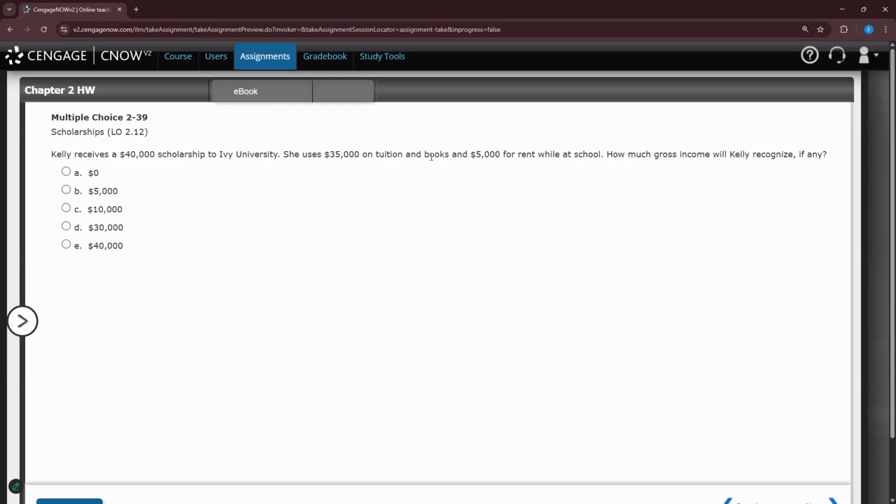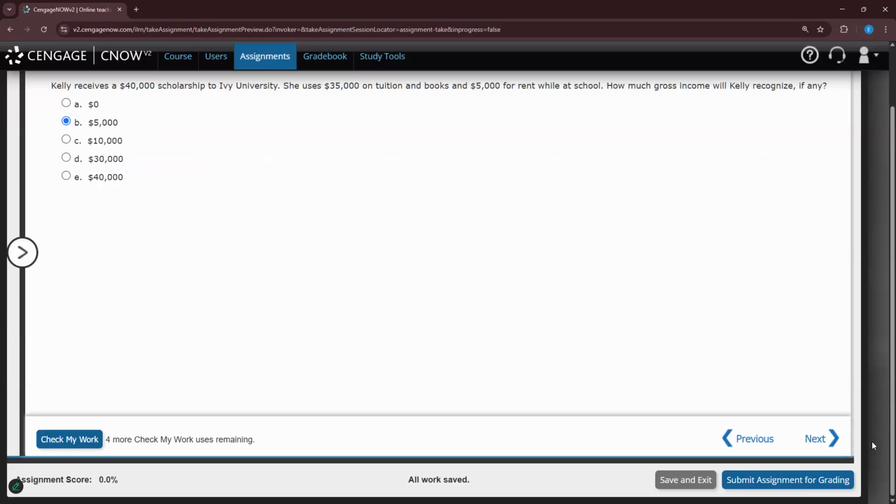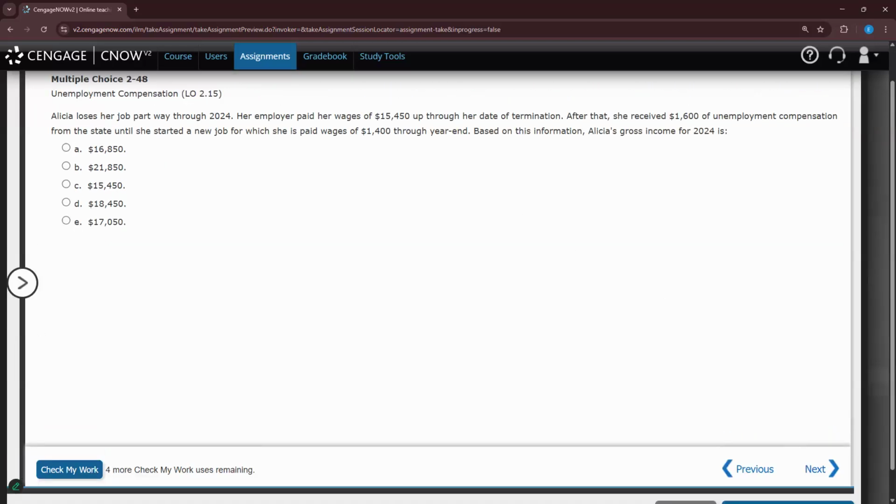So if we do simple math, or we don't even need to do the math actually, because it breaks it out for us here. She received 40,000, 35,000 went to tuition and books. That remaining 5,000 spent on rent is considered taxable income.